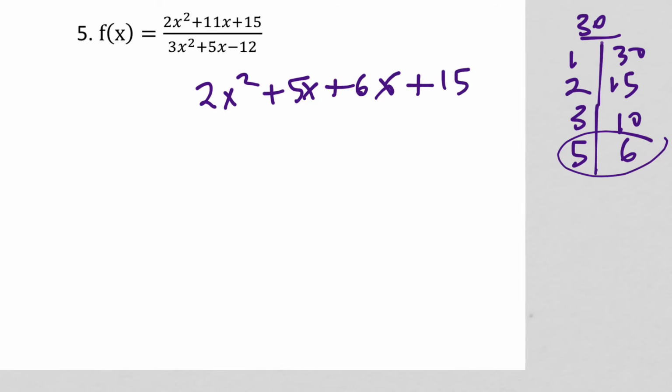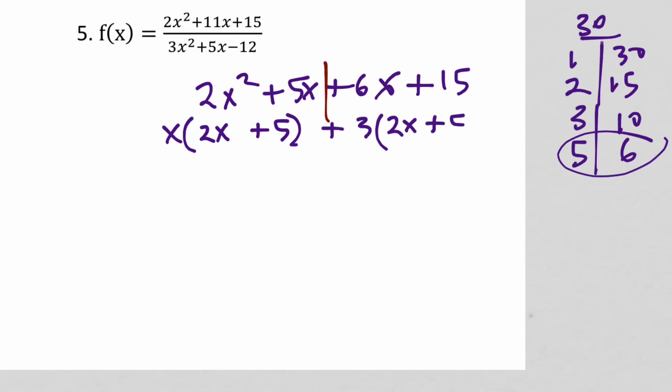And then I'm going to cut it before the sign. Factor out an x out of the first two terms. Bring down my plus, factor out a 3. So I should get the same factor, 2x plus 5. So factored form, (2x plus 5)(x plus 3).